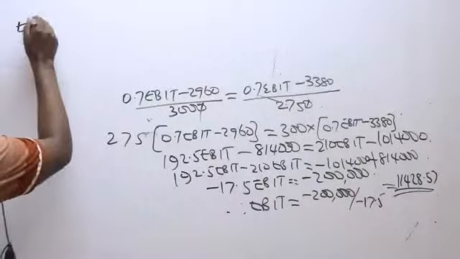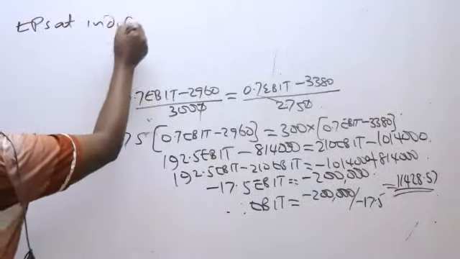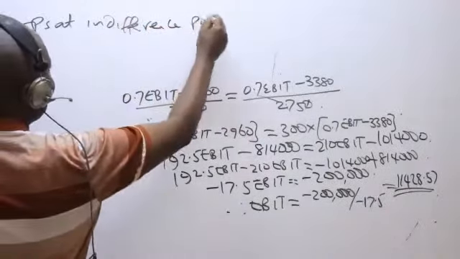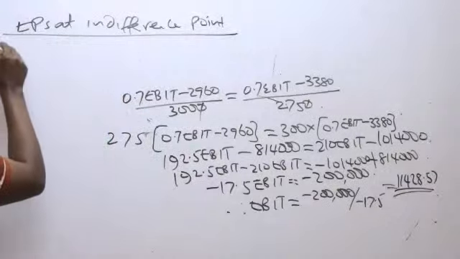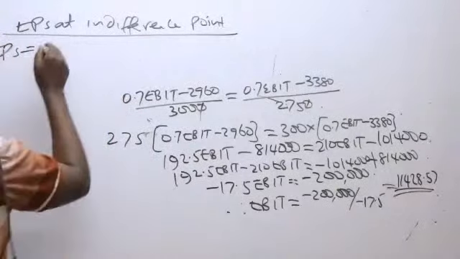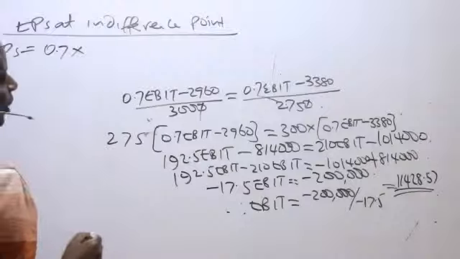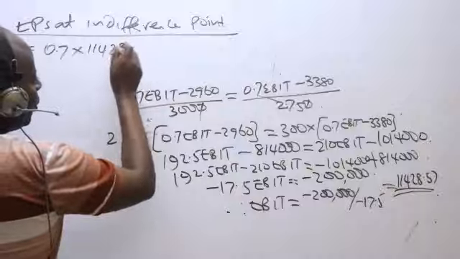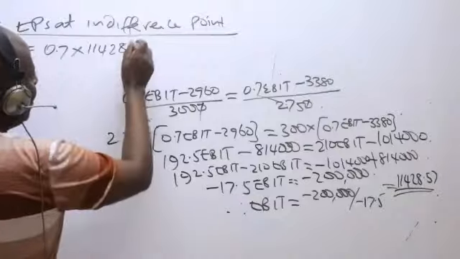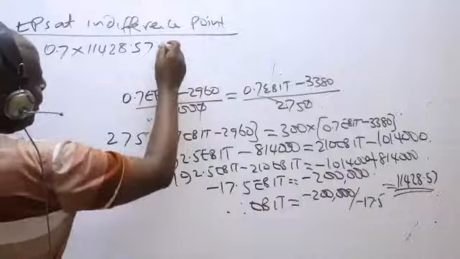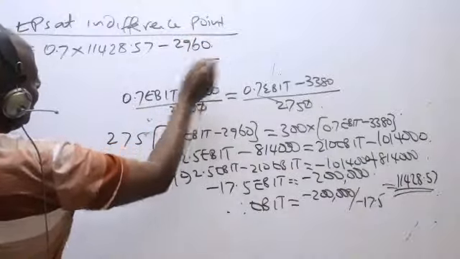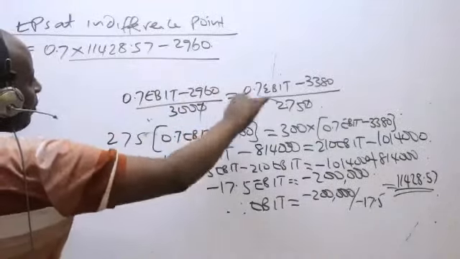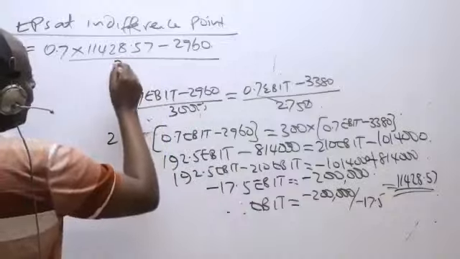So EPS at indifference point: our EPS will be equal to 0.7 times EBIT, EBIT of 114,28.57. I'm using this formula, minus 2960. The way it was initially, remember, I was cancelling here for purpose of equating. So all over 3,000.